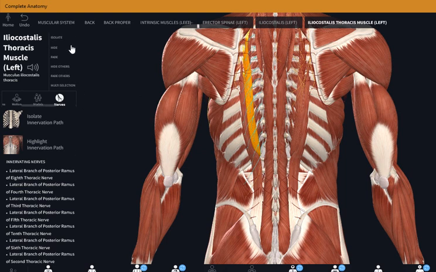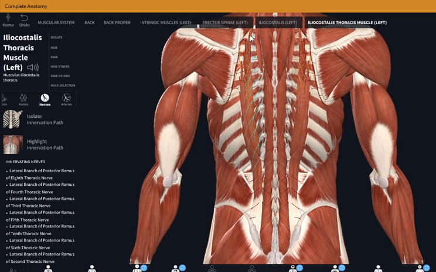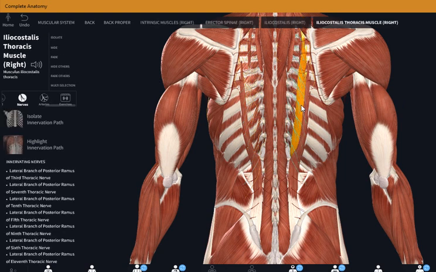So now let's continue by visualizing the arteries involved here. Arteries involved here are going to be intercostal arteries, which are going to be in particular regions. We can also have the supracostal artery here. Now we have to hide this muscle on both sides. So we come again on this side, the iliocostalis thoracis, we hide it.